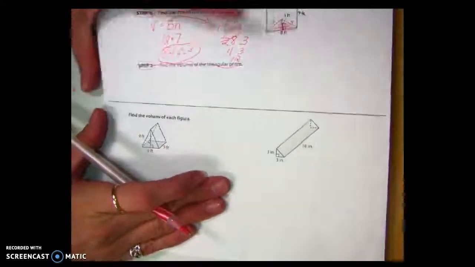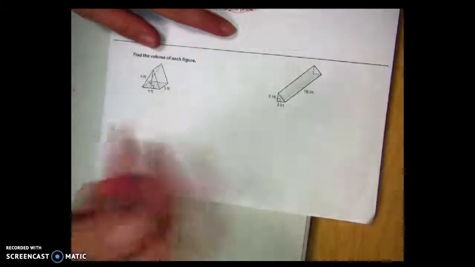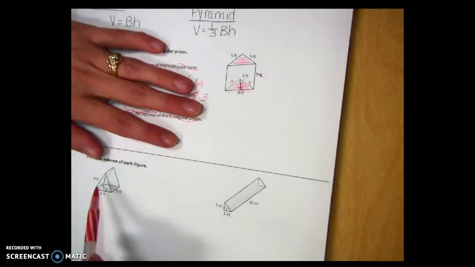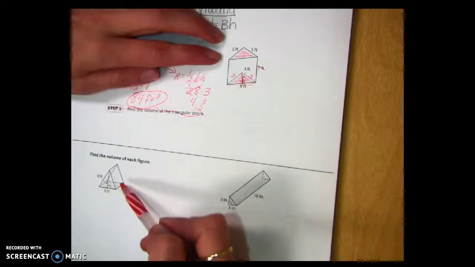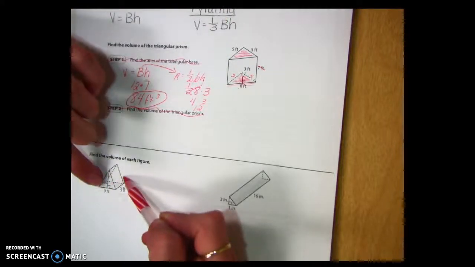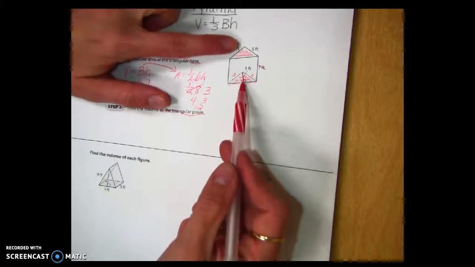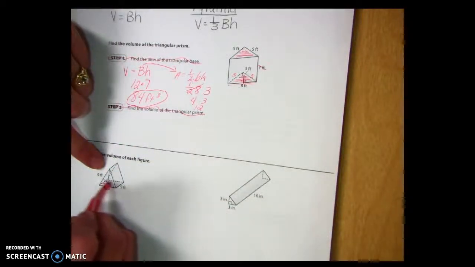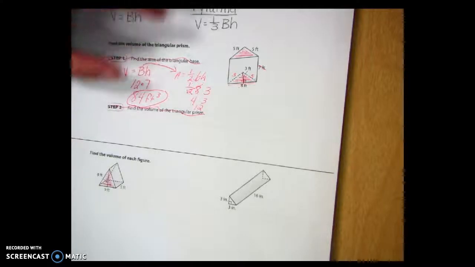Okay, looking at this one. Again, this is a triangular prism. But the difference in these two is just the way that they're turned. They're the same type of shape, but this one is sitting on one of the sides and this one is sitting on one of the bases. So over here, your bases will be your 2 triangles.